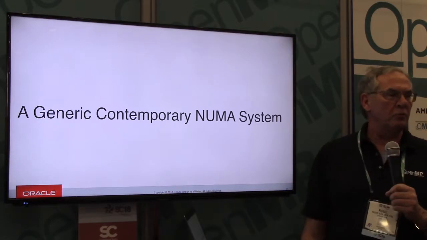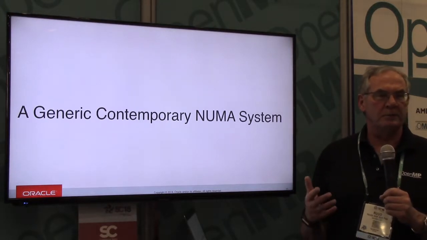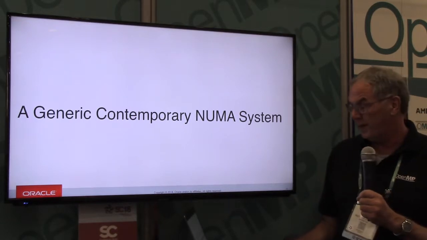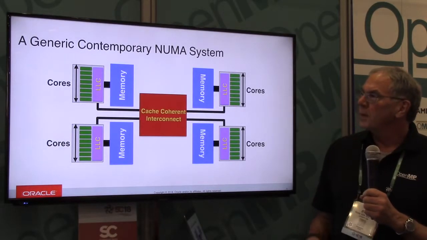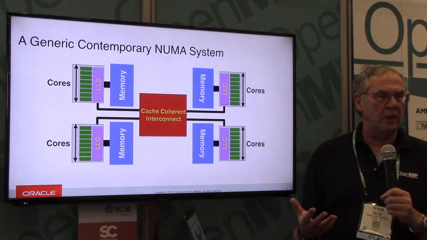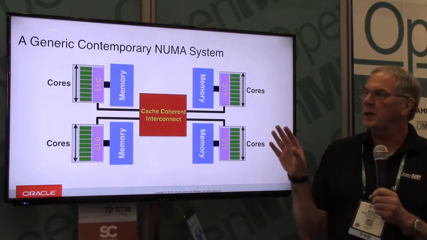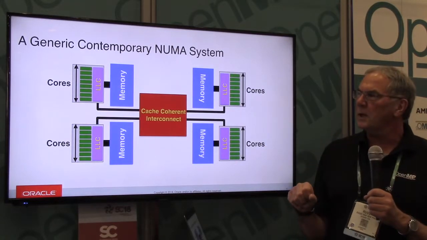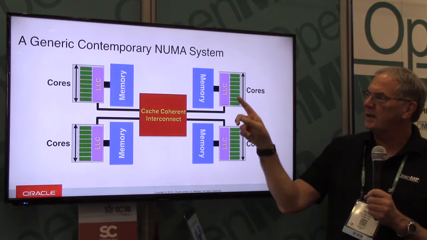I want to talk about NUMA. What does a typical, what I call generic, NUMA system look like today? I started moving away from the word socket, as I'll explain later. Here we have a system with 4 NUMA nodes, and each node is kind of identical.